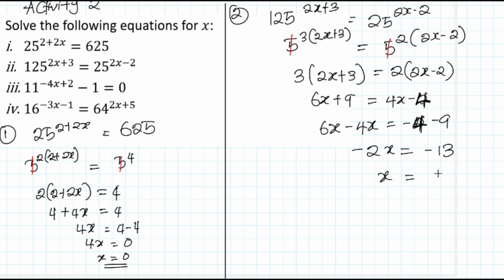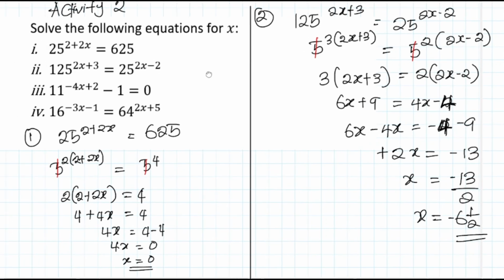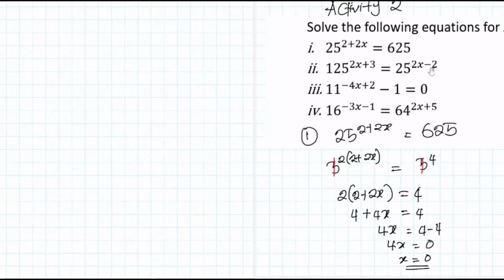And x equals minus 13 all over 2. So x equals minus 6 and 1 over 2. So that is what we are going to have. Let's check very well again. So now pause the video and solve number 3 and 4.